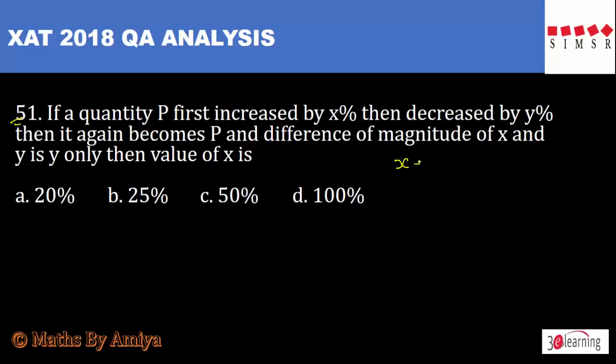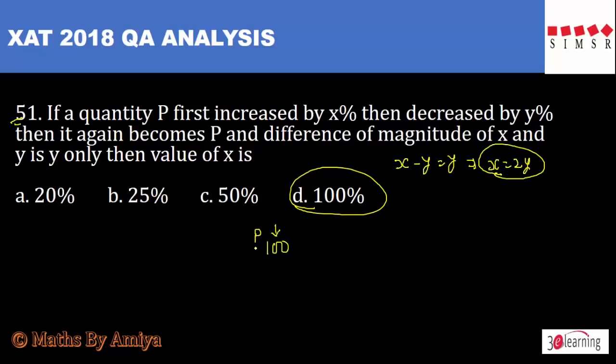It is given x minus y is y only. We can say x is equal to nothing but 2y. This only happens when we give the 100% increase first. Assume P is 100, then 100% increase becomes 200, and then the 50% decrease becomes again 100. So our answer of this question is option number D. That would be easy if we use options.